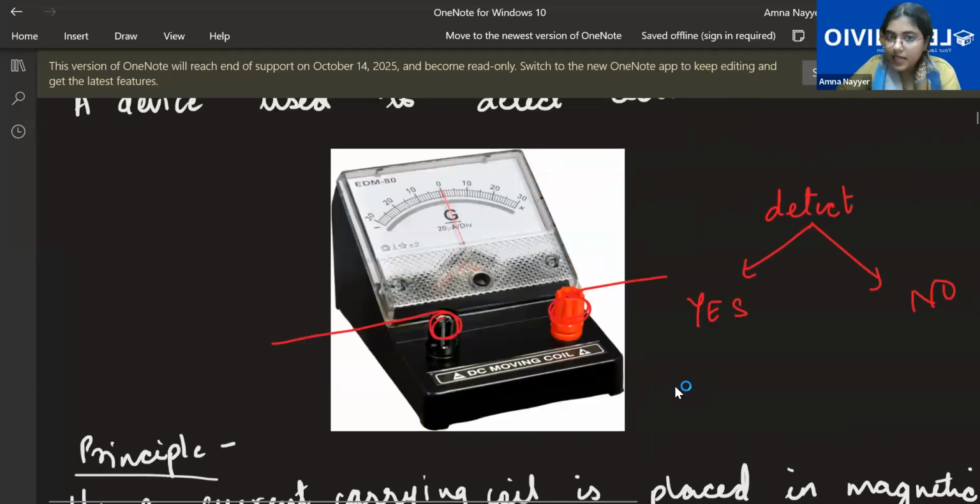So if there is current in your circuit, this pointer will be deflected either here or there depending on its magnitude. Or if there is no current, it will just be static. Ma'am, the principle says that if only a current carrying coil is placed in a magnetic field, it does not mention current. I mean, the presence of current. What is meant by current carrying coil then? Ma'am, just the coil. No, no, no, no, no. Current carrying coil.